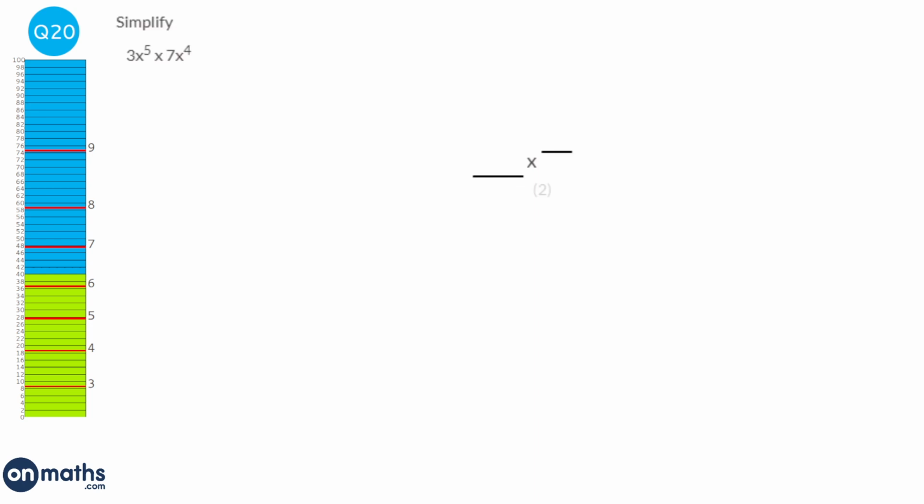When you have a number next to a letter, it's the same as putting a times there. So we're just going to write this out, but by putting times symbols in. Put the numbers together and the x's together. So here we've got 3 times 7, which is 21, and x to the power of 5 times x to the power of 4. Whenever you multiply bases with powers, you just add the powers as long as the bases are the same. So they're both x to the power of something, so we're just going to add the powers together. 5 plus 4 is 9.